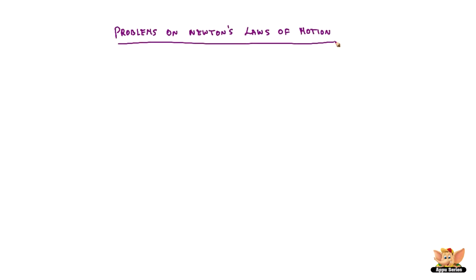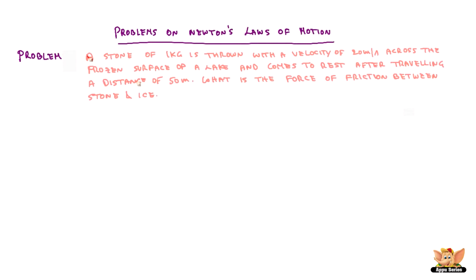Problems on Newton's laws of motion. A stone of 1 kg is thrown with a velocity of 20 meters per second across the frozen surface of a lake and comes to rest after traveling a distance of 50 meters. What is the force of friction between stone and ice?